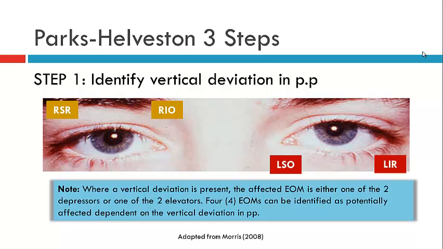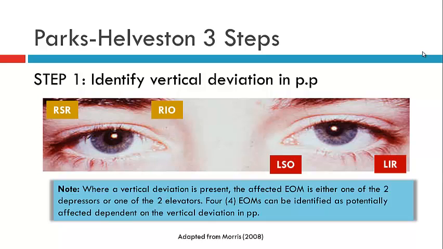Okay, let's go through one more example so that we can work through Parks-Helveston's 3 steps and revise what we've just learned about how to isolate the vertical extraocular muscle that is affected. Okay, so step 1, identify the vertical deviation in primary position. We've got 8 vertical muscles. We're now going to indicate which 4 of these 8 could potentially be affected.